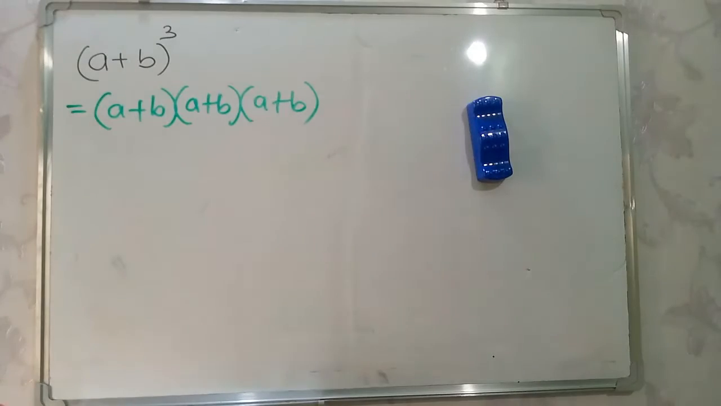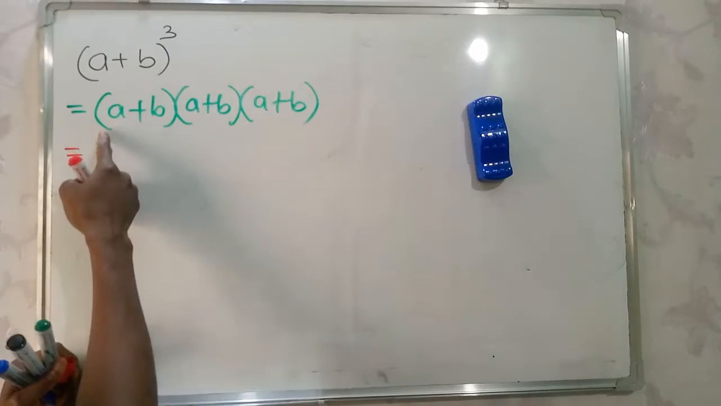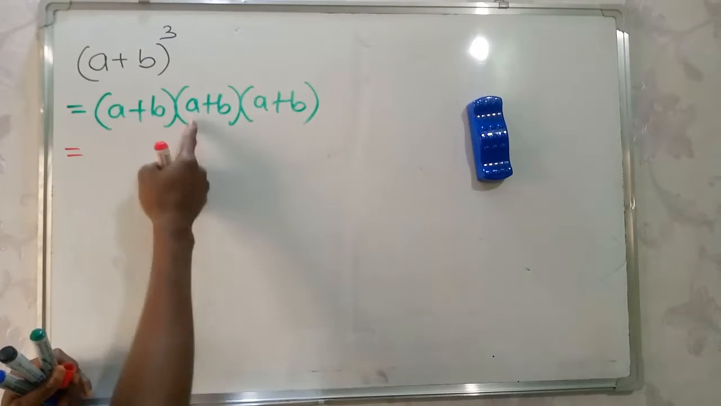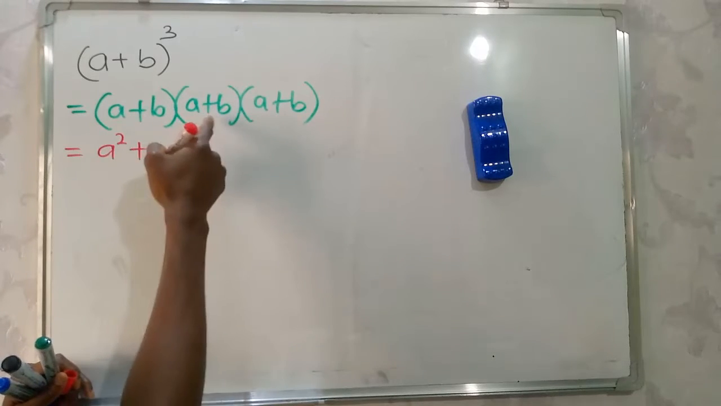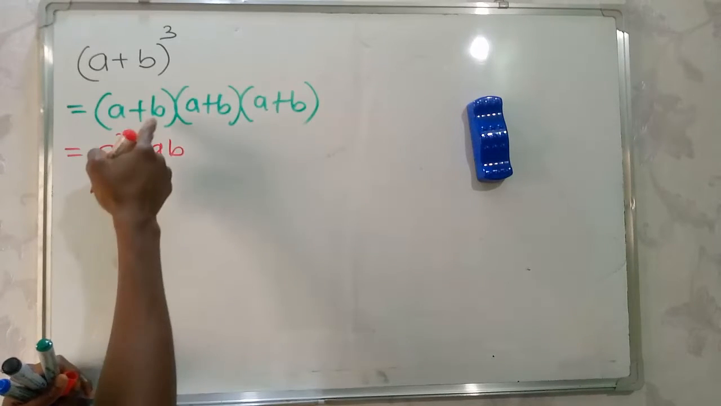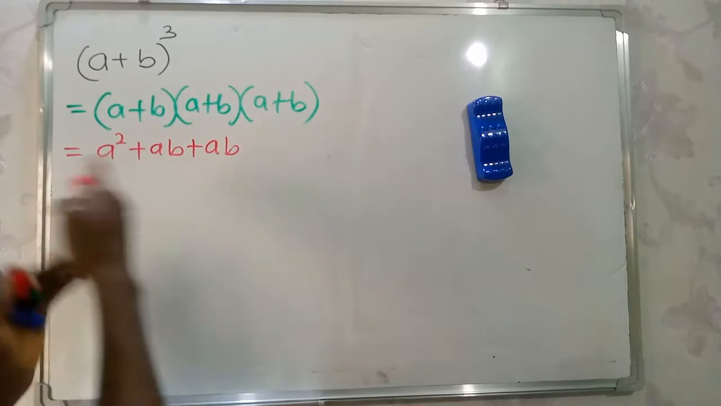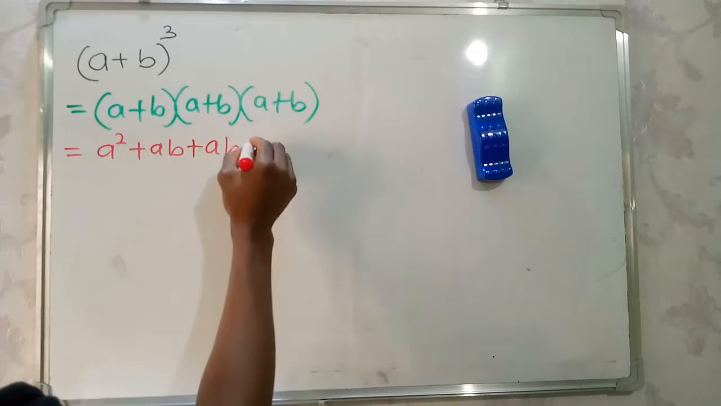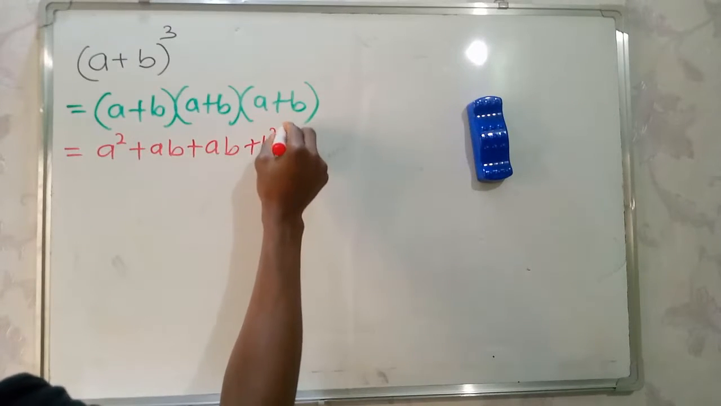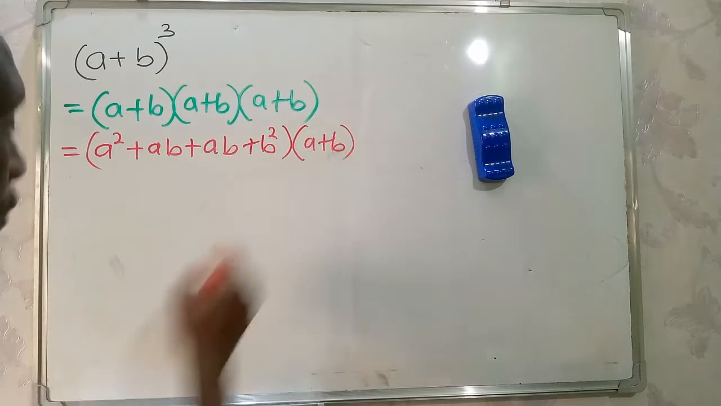Now, the next thing we'll start doing is, first of all, let's multiply this and this. So a times a is going to give us a squared. Then a times b is going to give us ab. And b times a, of course, gives us plus ab. ba and ab are the same thing. Then we have b times b gives us plus b squared. Then multiply by this other factor, a plus b.